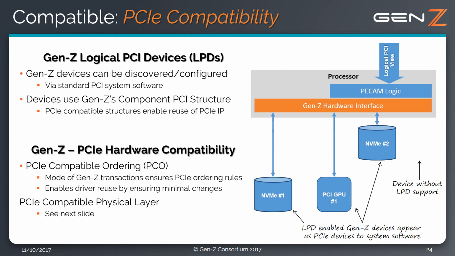Another feature is Gen Z's PCI compatible ordering feature, which enables Gen Z to maintain strict transaction ordering similar to PCI Express to ensure complete compatibility with PCI Express device drivers. This feature is coupled with the Gen Z LPD feature we just discussed. Gen Z end-to-end protocols are powerful and don't mandate strict ordering like PCI protocol does. But if you need strict ordering to ensure existing device drivers for PCI Express equivalent Gen Z devices operate correctly, then Gen Z offers the PCO feature.